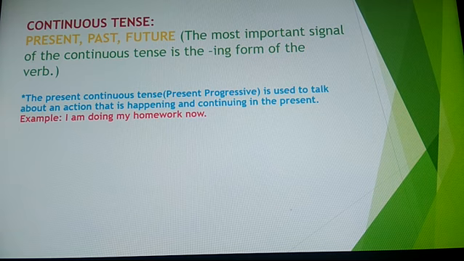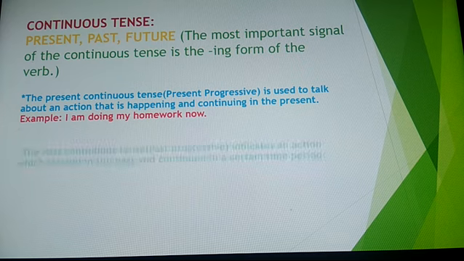Continuous means ing form. The verb will be in ing form. Okay. So the most important signal of the continuous tense is the ing form of the verb. Always keep it in your mind. When it is continuous tense, it can be present continuous, it can be past continuous, it can be future continuous. Always the verb will be in which form? ing form. Okay. So the present continuous tense, or it is called as present progressive tense, is used to talk about an action that is happening and continuing in the present. Example, I am doing my homework now.